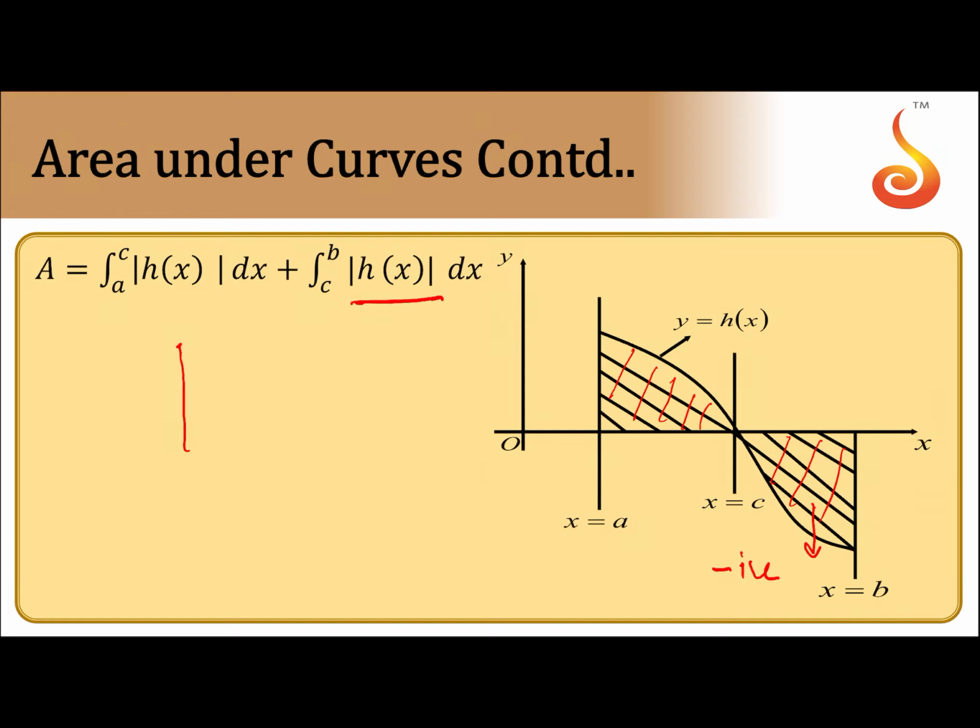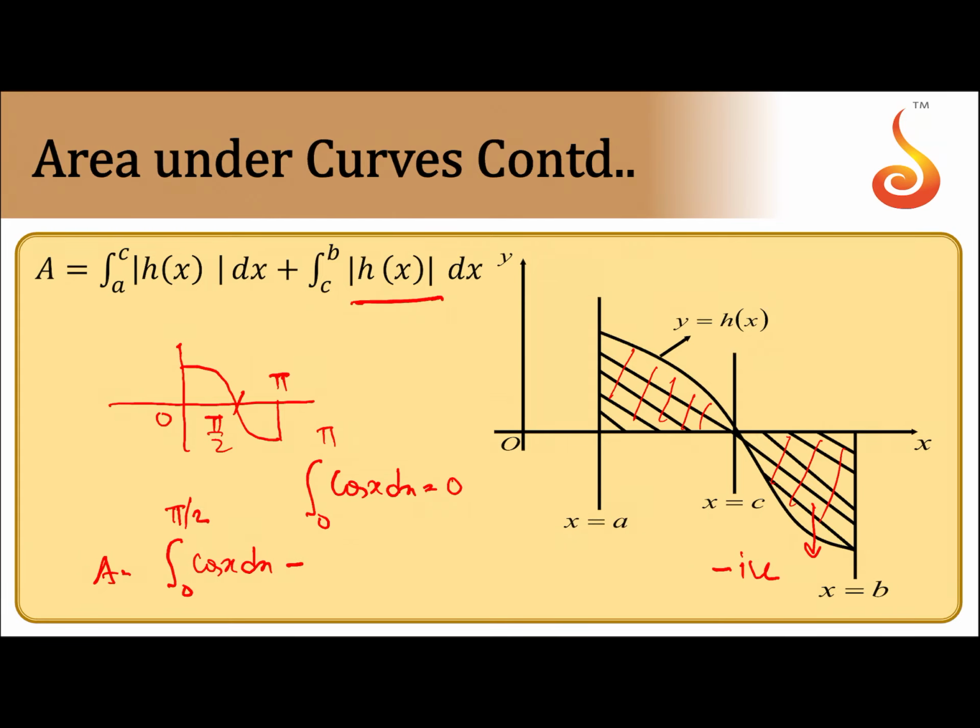Suppose I take an example. If we talk about integral, this is 0, this is pi by 2, this is pi. Integral 0 to pi cos x dx is equal to 0. But if we talk about area, we write integral 0 to pi by 2 cos x dx minus, because it is the lower area, integral pi by 2 to pi cos x dx. So this will give you 2. So that's the meaning of it. Area means this as well as this plus.